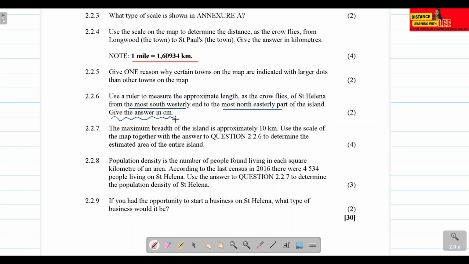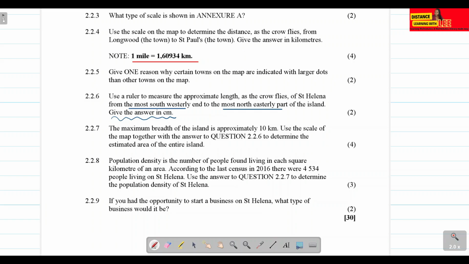Because they said give the answer in centimeters, we don't have to convert the measured distance into the actual distance. We just had to measure with our ruler and write down that distance in centimeters. And we are done. Question 2.2.7. It says that the maximum breadth of the island is approximately 10 kilometers. Use the scale of the map together with the answer that you obtained in question 2.2.6 to determine the estimated area of the entire island.